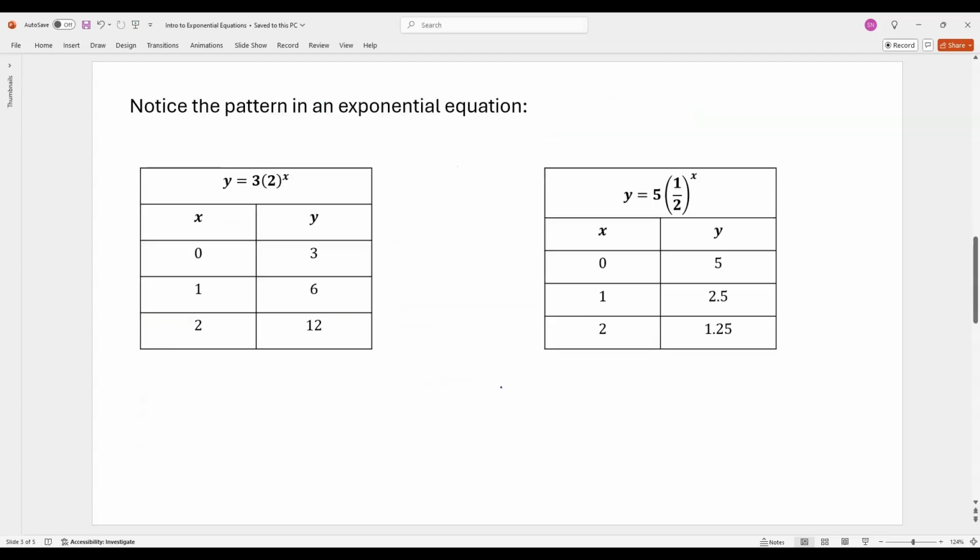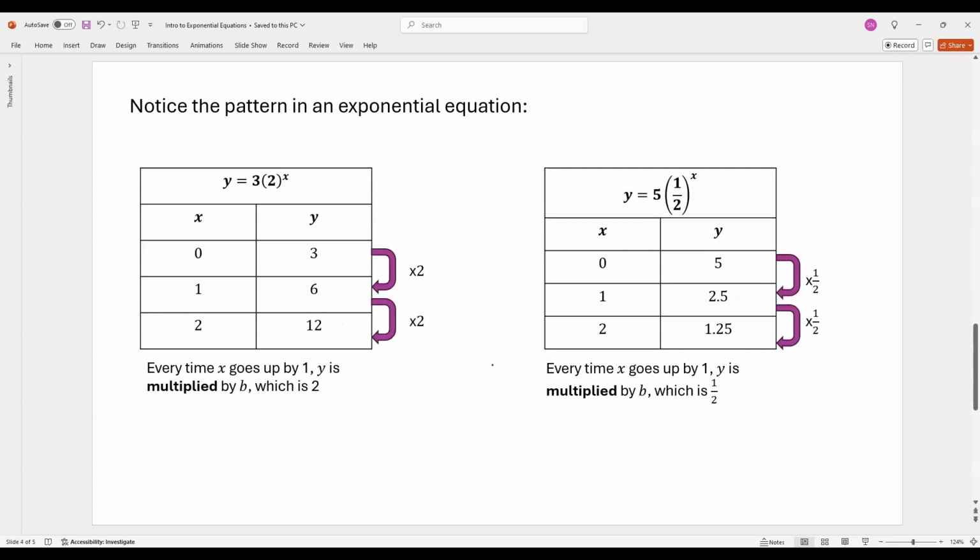I also want you to notice the pattern in an exponential equation. Here we have the table of values for the two previous equations we saw, y equals 3 times 2 to the x and y equals 5 times 1 half to the x. I want you to look at the y values and see what's happening as we go from one value to the next. Do you notice a pattern in these two tables?